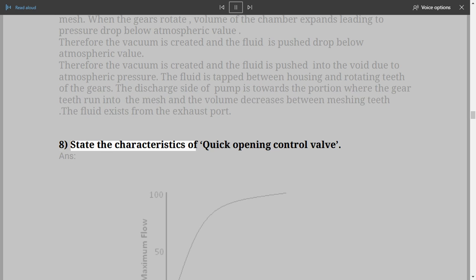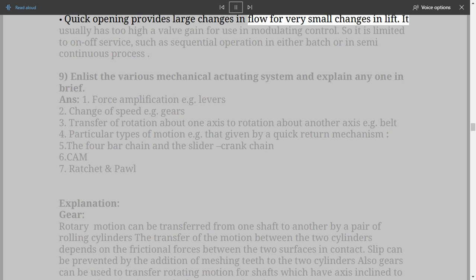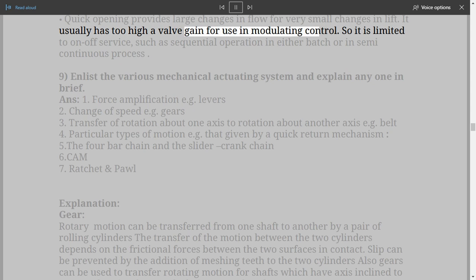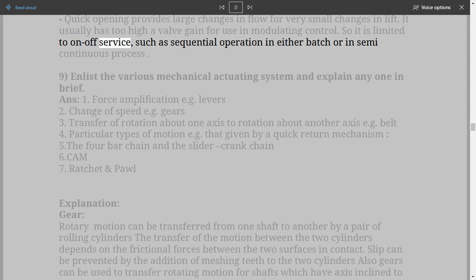8. State the characteristics of quick opening control valve. Answer. Quick opening provides large changes in flow for very small changes in lift. It usually has too high a valve gain for use in modulating control, so it is limited to on-off service, such as sequential operation in either batch or semi-continuous process.